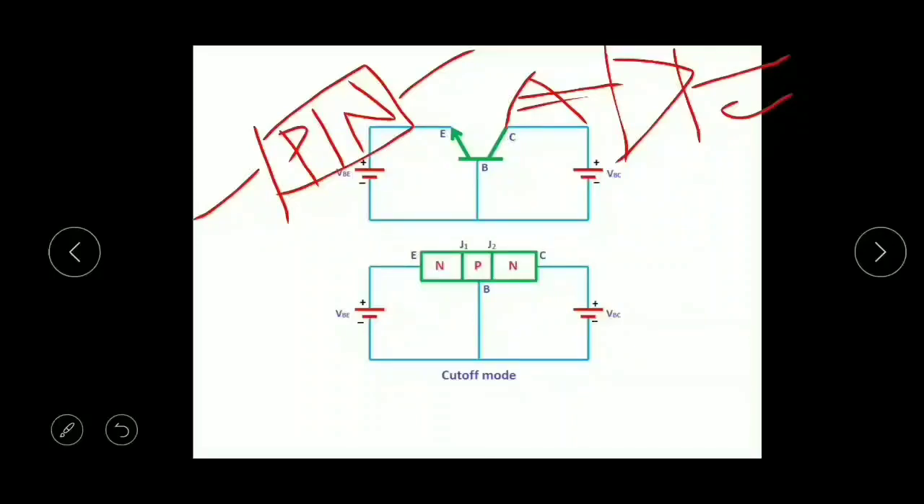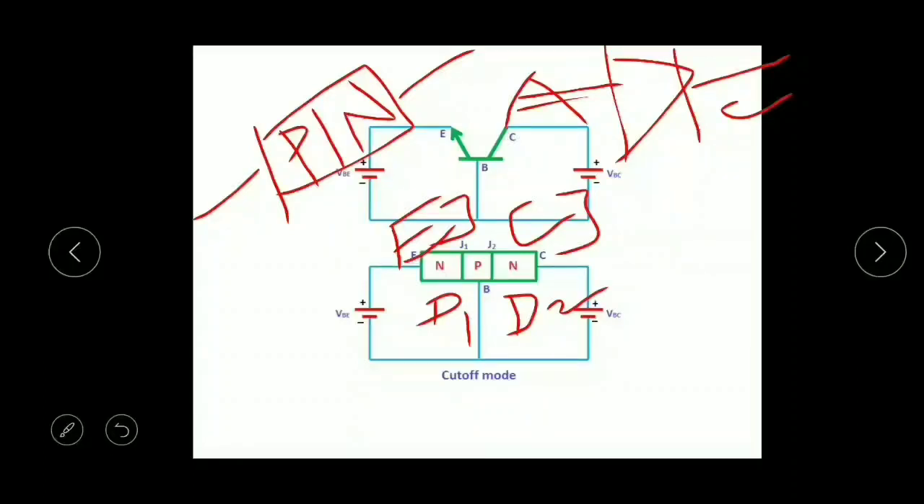For example, the combination of two back to back diodes is called a BJT. Consider this as one diode and this as another diode. So there are two diodes, diode 1 and diode 2, which have two junctions. Junction 1 is the emitter junction, and junction 2 is the collector junction. So the two junctions are used.